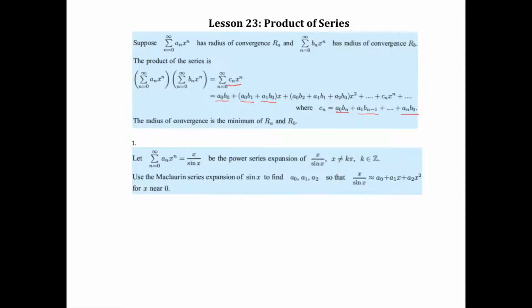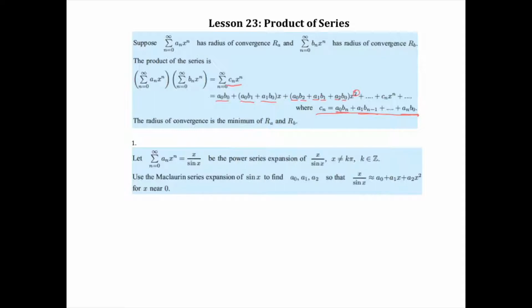Does that make sense? And then to get a power of 2, it's the constant term of A times the x squared term of B, then the x term of A times the x term of B, and then the x squared term of A times the constant term of B. And so forth. So each c_n is given by that expression, and the radius of convergence is the minimum of Ra and Rb.